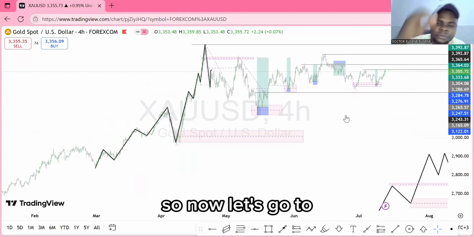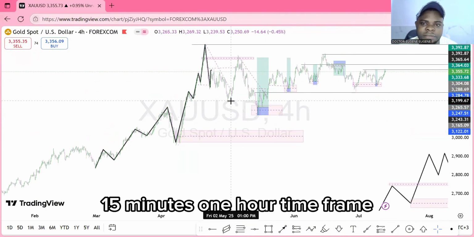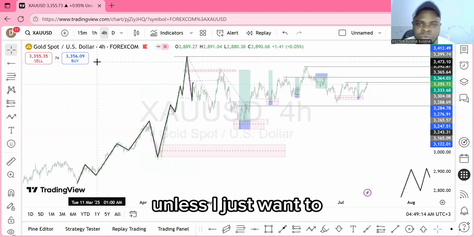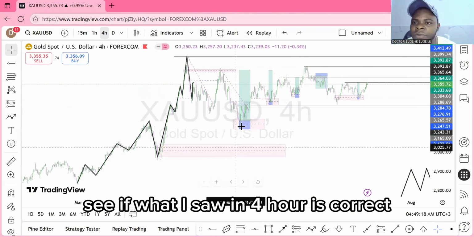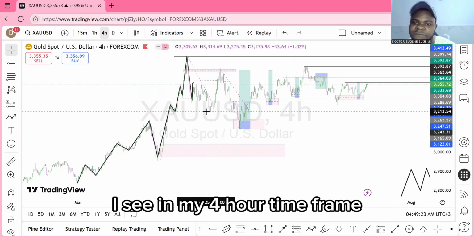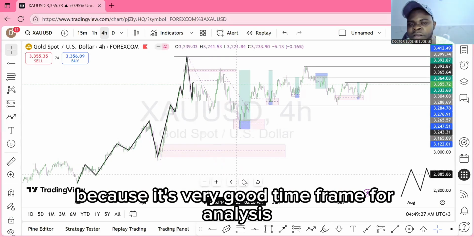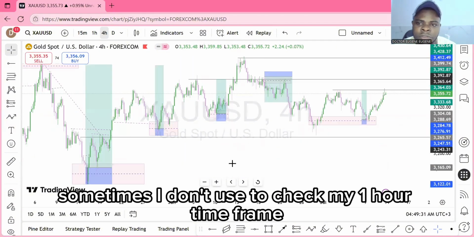Okay, so now let's go to the 15 minutes, 1 hour time frame. I hardly use the 1 hour time frame unless I just want to see if what I saw in the 4 hour is correct, which I don't need to doubt anything I see in my 4 hour time frame because it's a very good time frame for analysis. Sometimes I don't even check my 1 hour time frame.